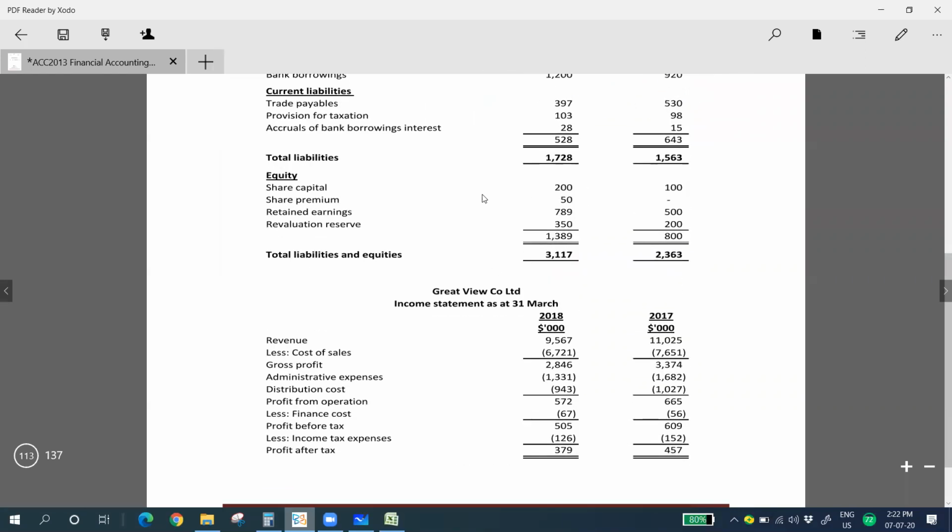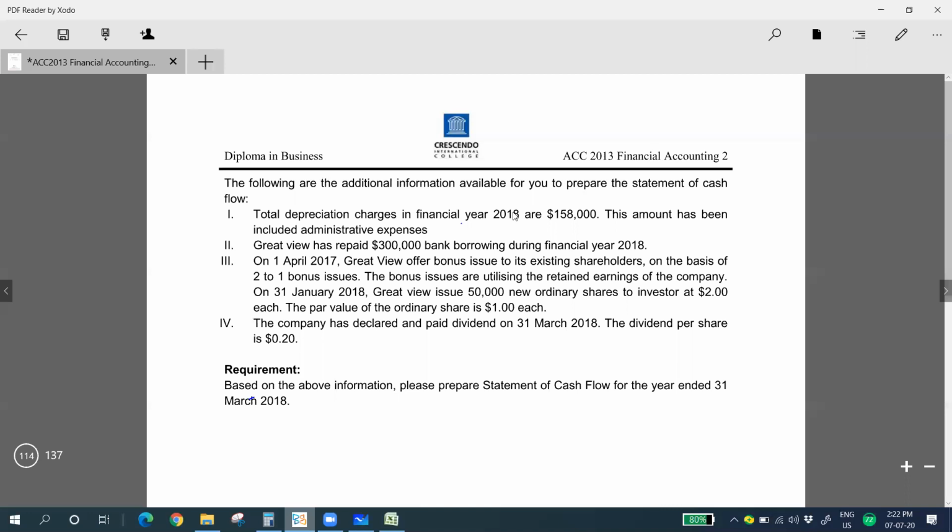At the same time, you are given the income statement as well, and you can get the information of profit before tax directly from the income statement. You are not required to do many workings to find out. And there are some additional information for us. We will go through one by one later. Based on the above information, we are required to prepare the cash flow statement for the year ended 31st March 2018.